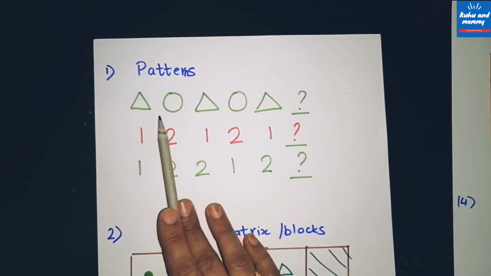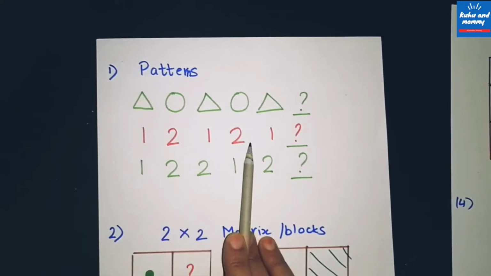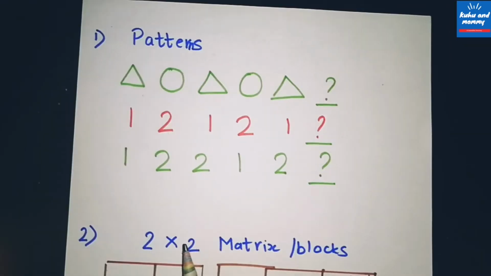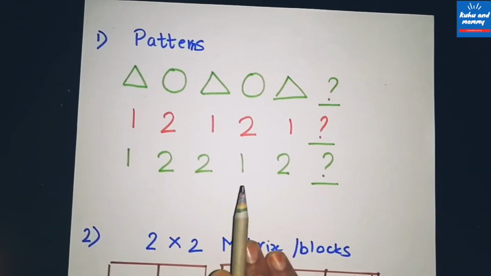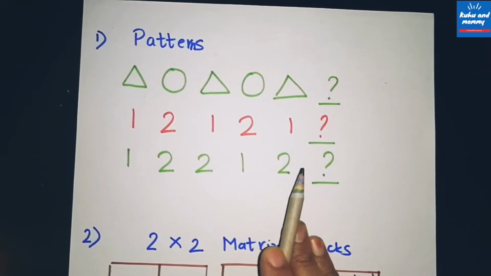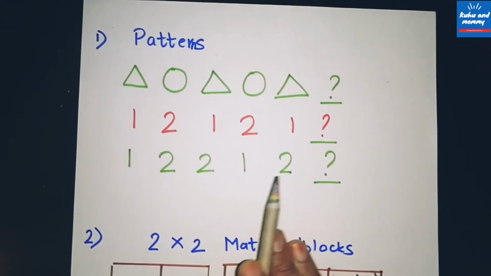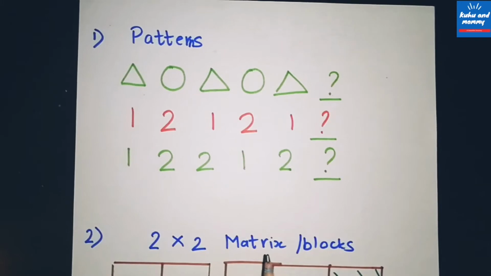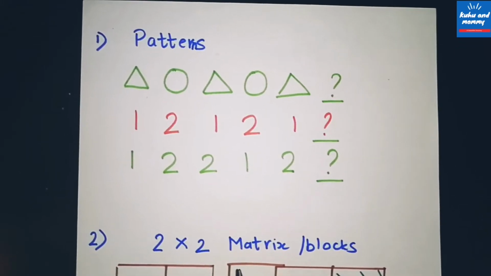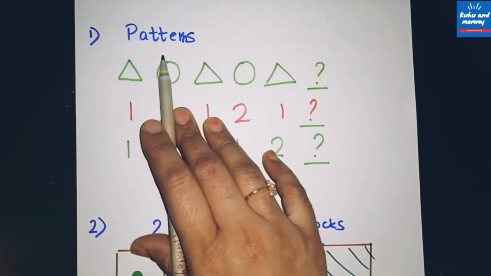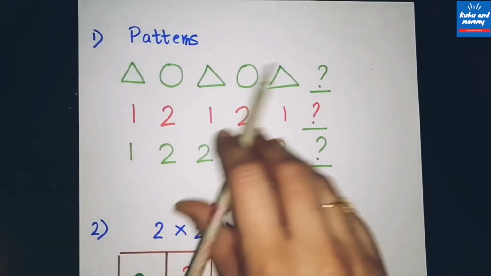In this way we can do it for numbers also, to create a pattern. Same way we can do it for colors as well. We can do it for colors or shapes or any type of stickers you can use to create a pattern. So the first step is we have to teach them patterns.